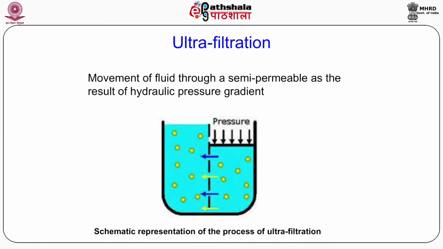Now we'll discuss the last concept, which is very important for the process of hemodialysis, what we call ultrafiltration. Ultrafiltration means movement of fluid through a semi-permeable membrane as a result of a hydraulic pressure gradient. If you look at this picture, at one end you are externally applying pressure. This pressure allows faster movement of molecules from one compartment to the other. Ultrafiltration is this physical process which we use in dialysis, wherein we use a pump to generate this extra pressure and allow for diffusion across the semi-permeable membrane.